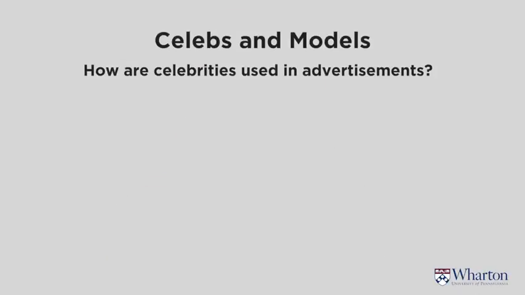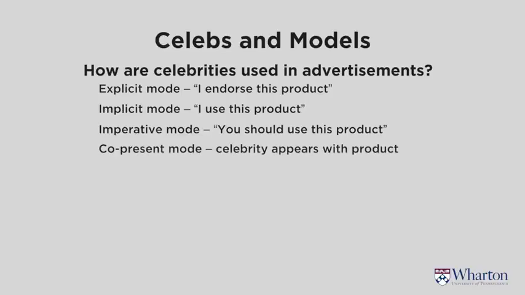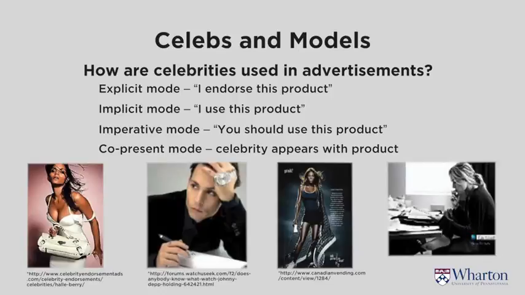And the ways the celebrities and models are used in these advertisements or endorsements is there's an explicit mode. They can say, I endorse this product. I believe in this product. There's an implicit mode that says, well, I use this product. There's an imperative mode that says, well, you should use this product. And then there just can be the co-present mode, the celebrities around this product. So a lot of product placement, a lot of fashion companies give their celebrities their clothes to wear, so the celebrity's just wearing those clothes, and that is a kind of endorsement as well.